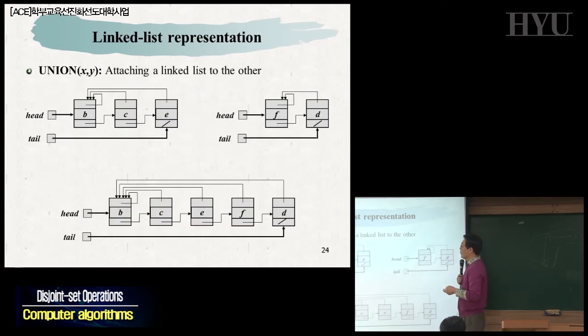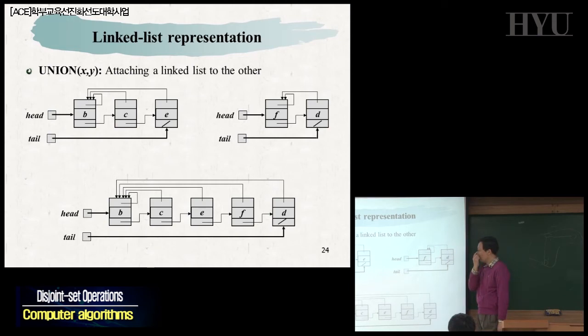And union. Union is like this. We have 2 linked lists. After the union, the result is like this. So think about the time complexity of the union operation.